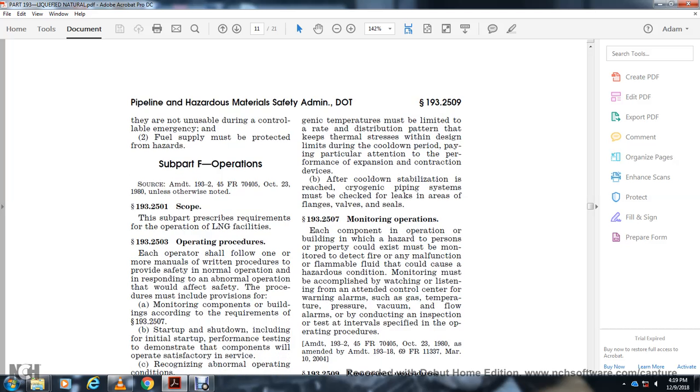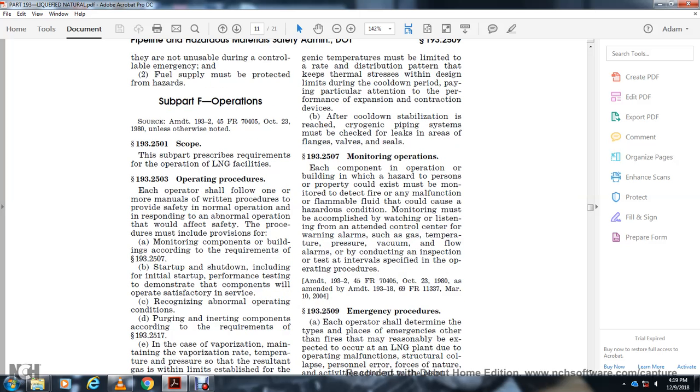193.2507 Monitoring operations. Each component of the facility and the hazard areas with the potential to exhibit a fire must be monitored to detect fire, malfunction, or the flame of the fluid, covering hazard condition monitoring. This must be accomplished by watching from the attendant to the control center, with warning alarms for gas, temperature, pressure, vacuum, and conducting the inspection and testing specified in the operating procedures.